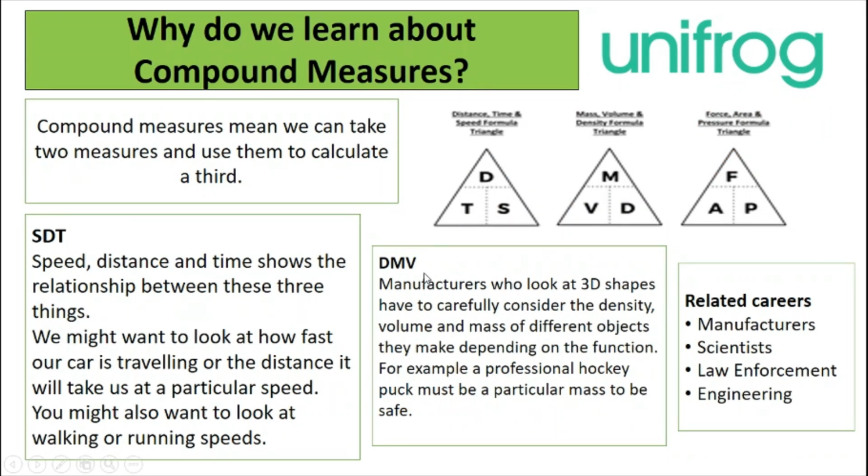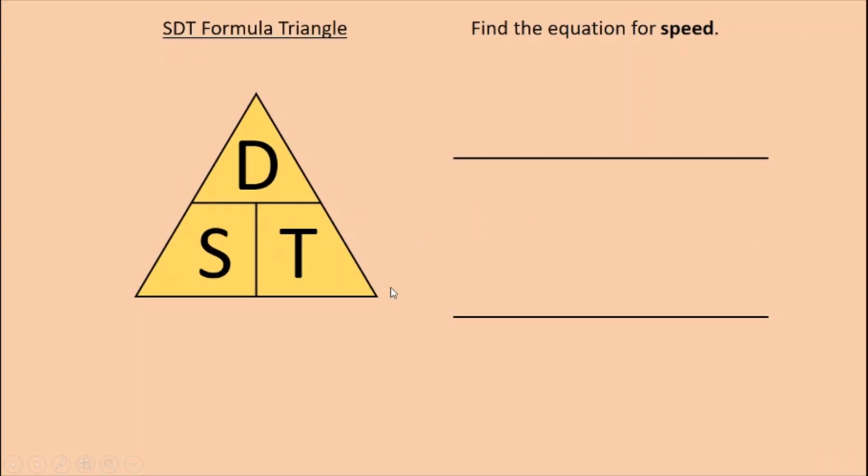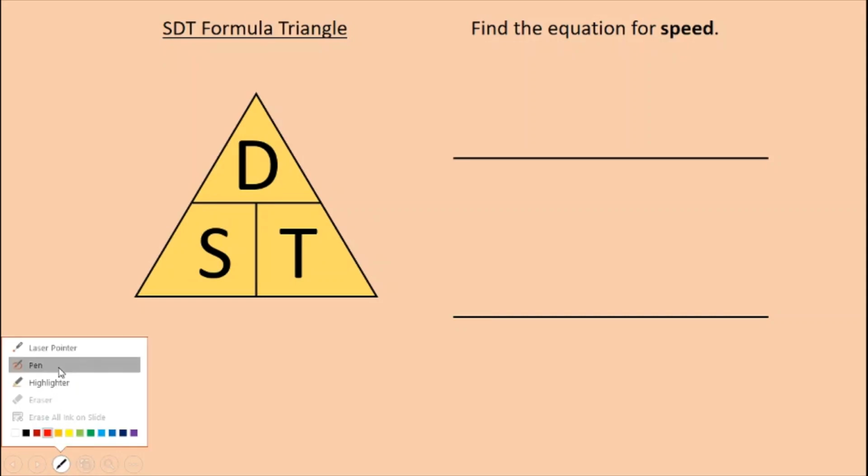Okay, we're going to be looking at compound measures today. We're going to specifically be looking at speed, distance, and time, how the 3 compare to each other. So here is your title, make sure you get that down, and today's date. Okay, so first things first, get that triangle written down because you're going to need it.